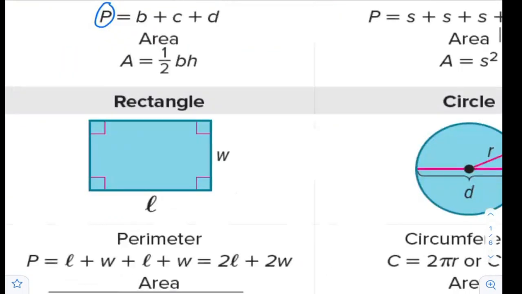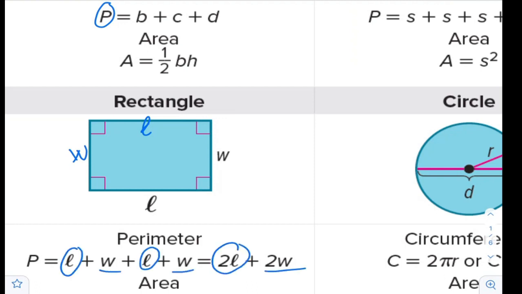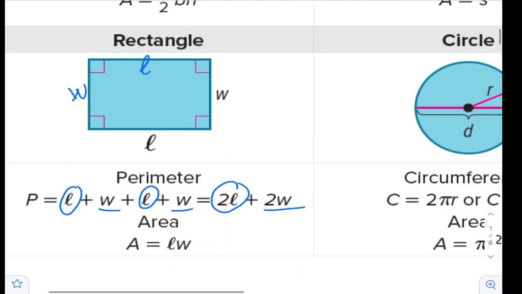Easy. For the rectangle, if you want to find the perimeter, we know that opposite sides are congruent. أضلاع متقابلة متساوية. So here is the length and here is the width as well. If you add them, L plus L is 2L, W plus W is 2W. So we can write it as 2W plus 2L or 2 between brackets L plus W. You can add the length and the width and multiply the sum by 2. ممكن تجمع الطول والعرض وتضرب الناتج في 2.